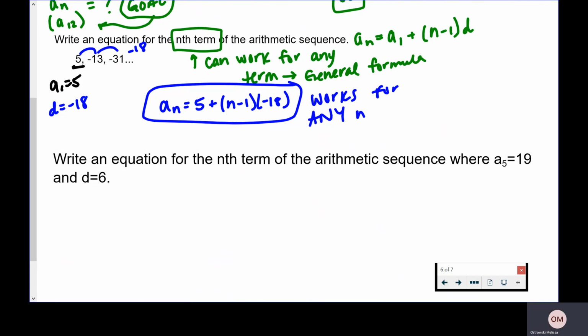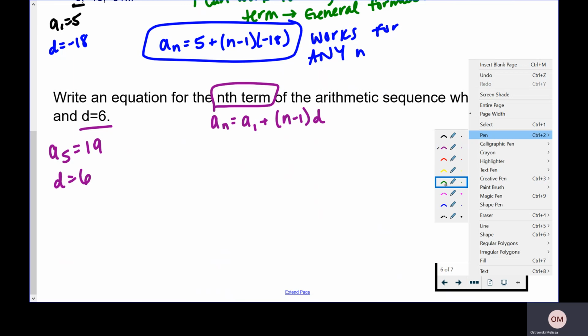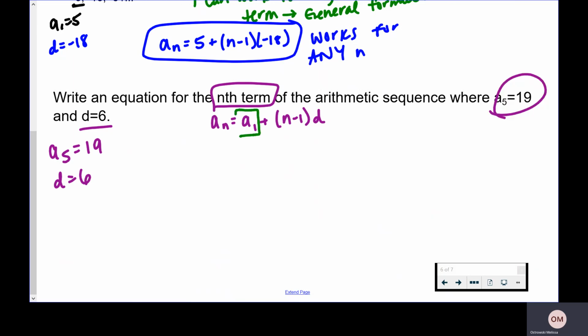And last here, write an equation for the nth term of the arithmetic sequence where a sub 5 is equal to 19 and d equals 6. So if I'm writing an equation for the nth term, again, I want that a sub n equals a sub 1 plus n minus 1 times d, and I want it to work for any n. So I only need to know a sub 1 and d. I already know d. I do not know a sub 1. So I'm going to have to find a sub 1.